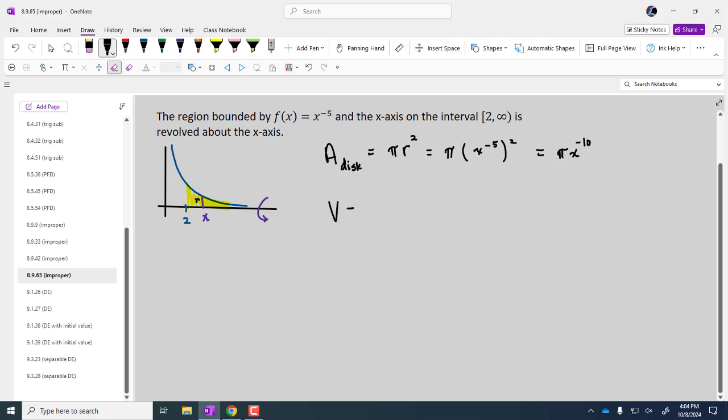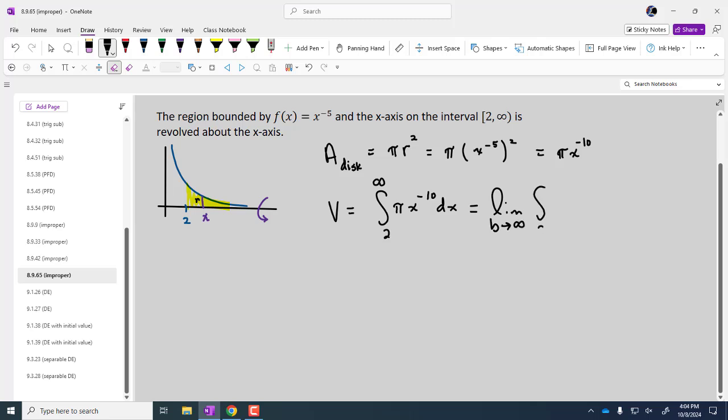And the volume will be the integral of pi x to the negative 10 dx. We integrate area to get volume. We're going from 2 to infinity. So here is what our improper integral would look like. The second we start to evaluate an improper integral, the first thing we write down is limit. Limit as b goes to infinity.